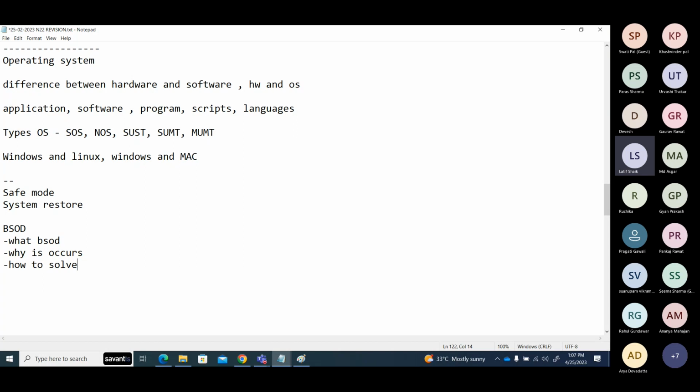Or you can try system restoration. Better to go to safe mode and try system restoration. That is a very easy thing. So what is system restoration? You want to restore your system settings and applications to an earlier system restoration point where the system was running well. So that is one of the solutions.